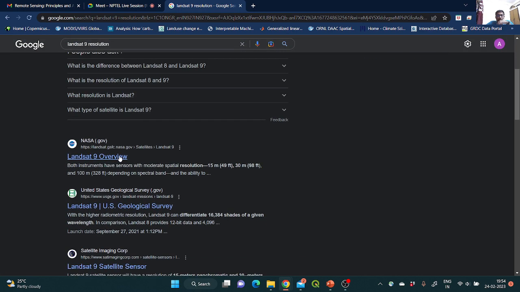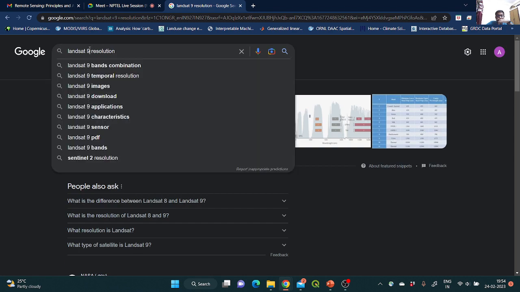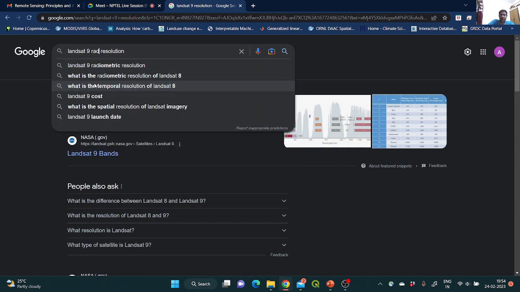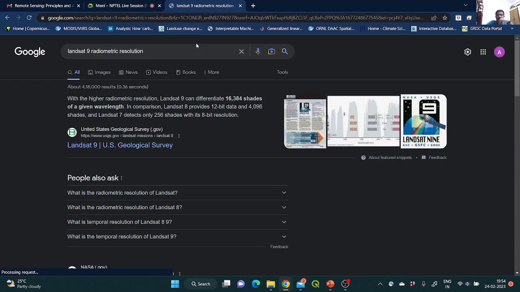The spatial resolution is same. Let's check the radiometric resolution. Can you see my screen, by the way? Yes, sir. Okay, Landsat 9 can differentiate 16,384 shades, Landsat 8 at 12 bit, it can differentiate 4096 shades.